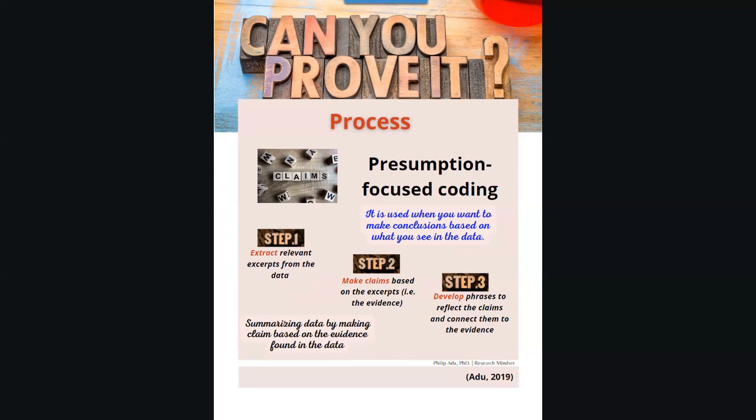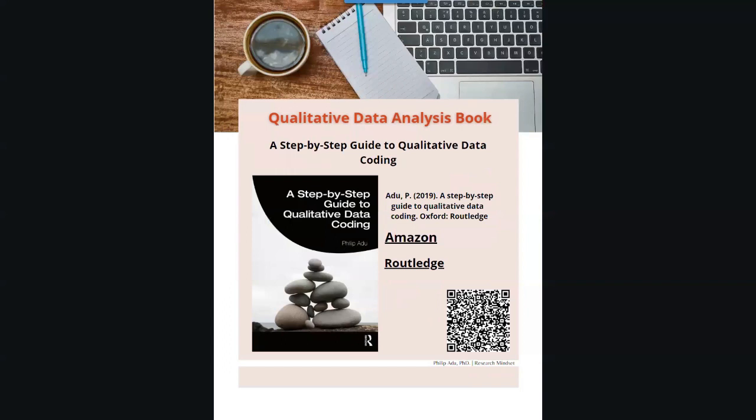Based on the conclusion, you come up with a phrase between 2 to 5 words to represent each of the claims that you come up with. So these are the three strategies of coming up with codes. When you are doing the coding process, you can use only one of them.